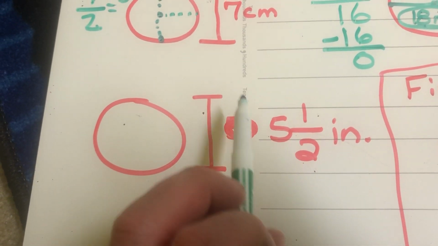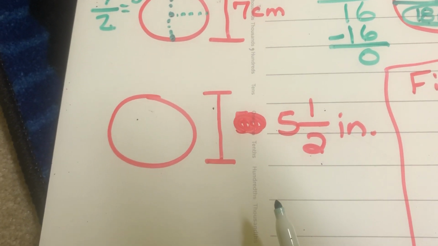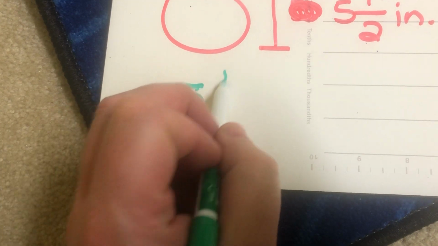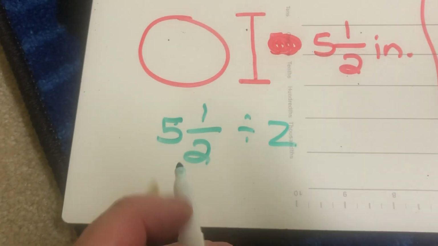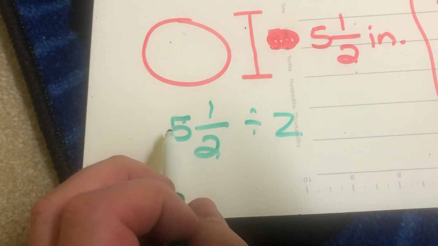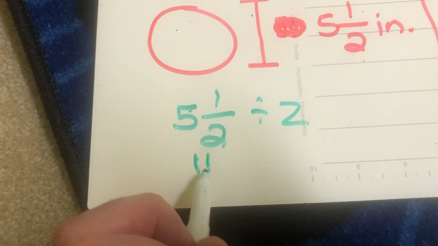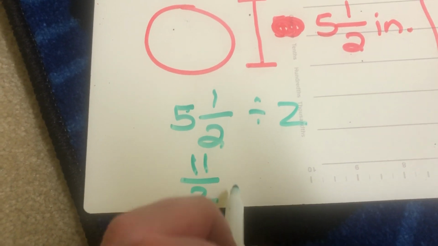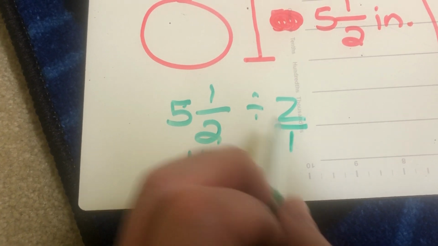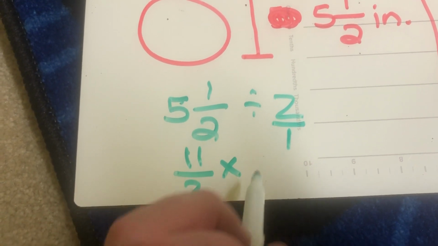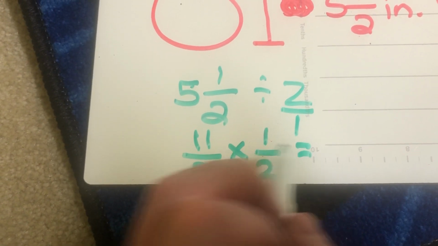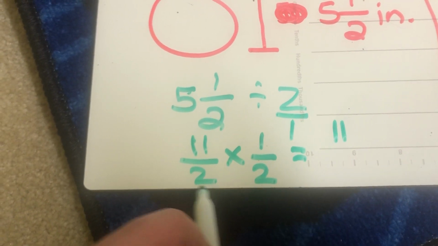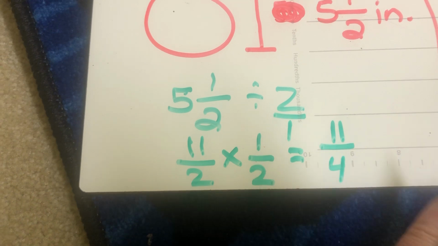Here I have a diameter of 5.5 inches. So here I would be taking 5.5 and I would be dividing that by 2. Well, I'm going to first have to make everything a fraction. 2 times 5 is 10, plus 1 is 11. So that would be 11 over 2. And I'm multiplying that, because division becomes multiplication. Since I'm dividing by 2 over 1, I'm multiplying it by 1 over 2. Fairly straightforward. 11 times 1 is 11. 2 times 2 is 4.